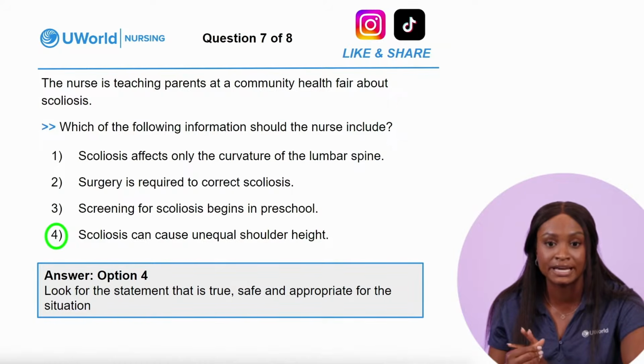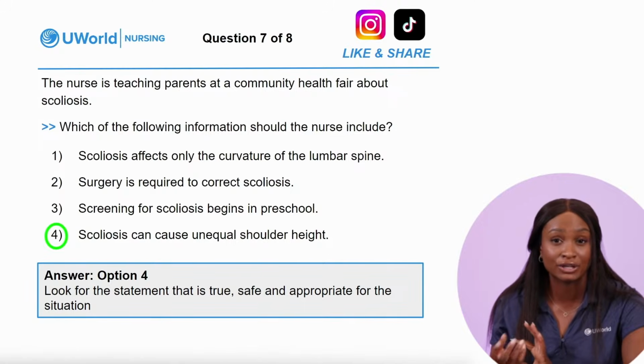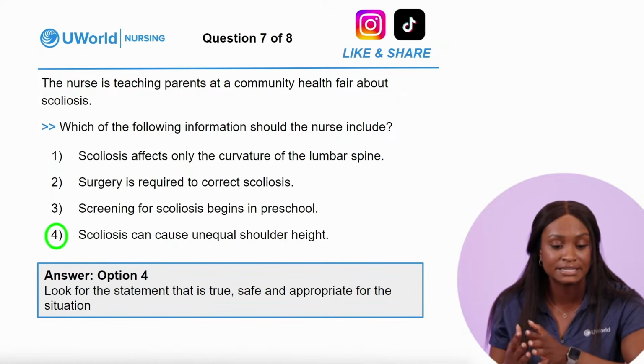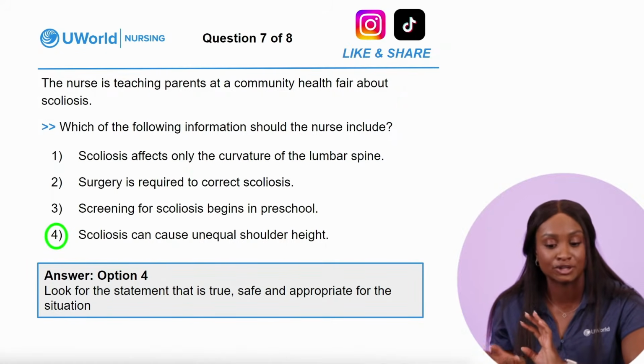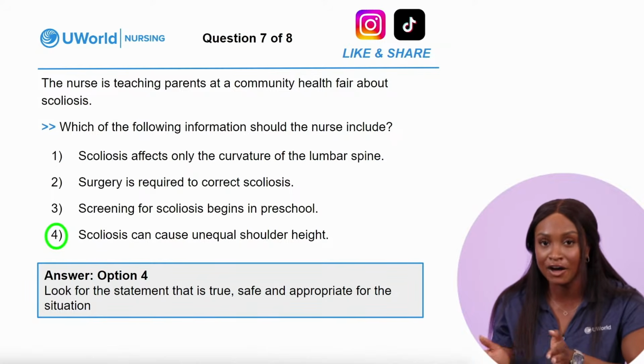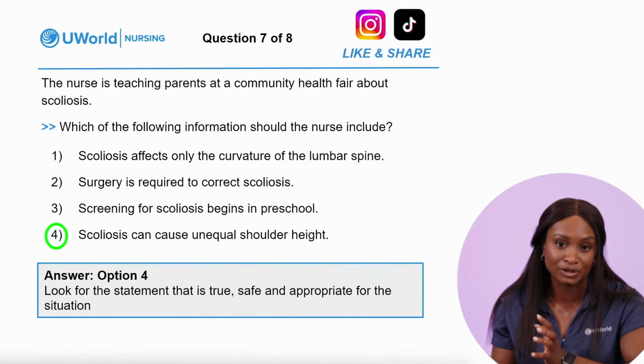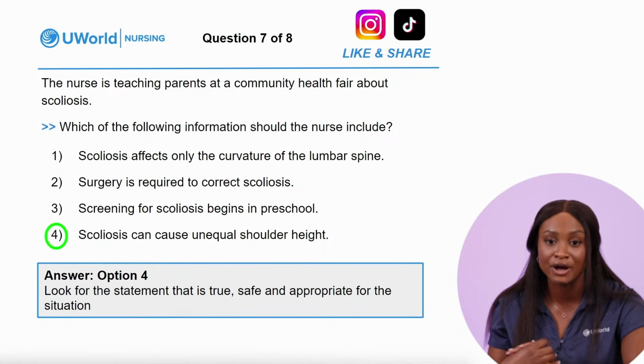And then option 3, screening for scoliosis usually happens in the early adolescent time. Think of the time kids go through growth spurts, which is 10 to 12 with girls and 13 to 14 in boys. Obviously it varies in age, but it's not in preschool. That's a little too early for scoliosis screening. So correct answer is option 4. Good job.